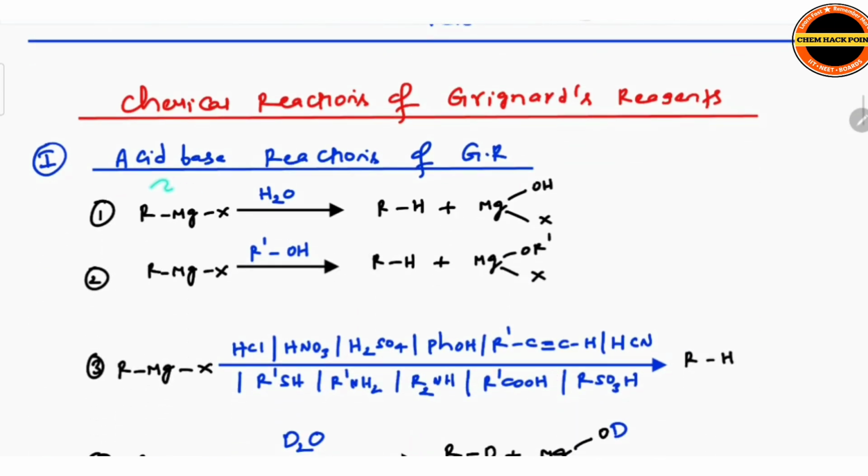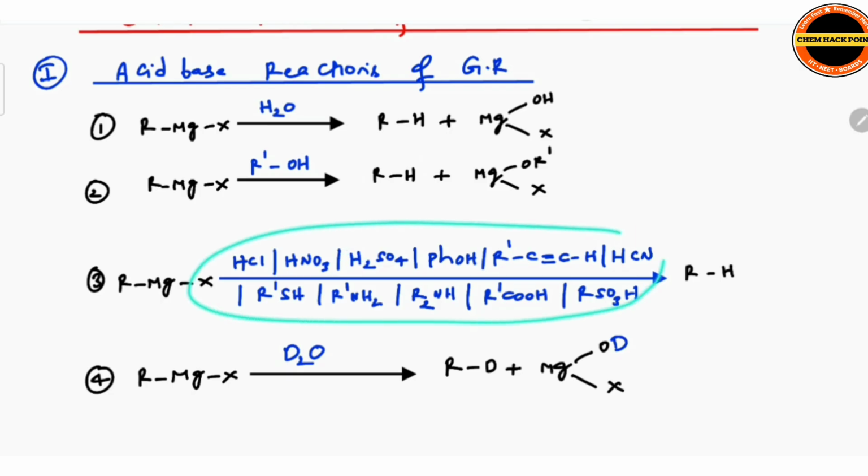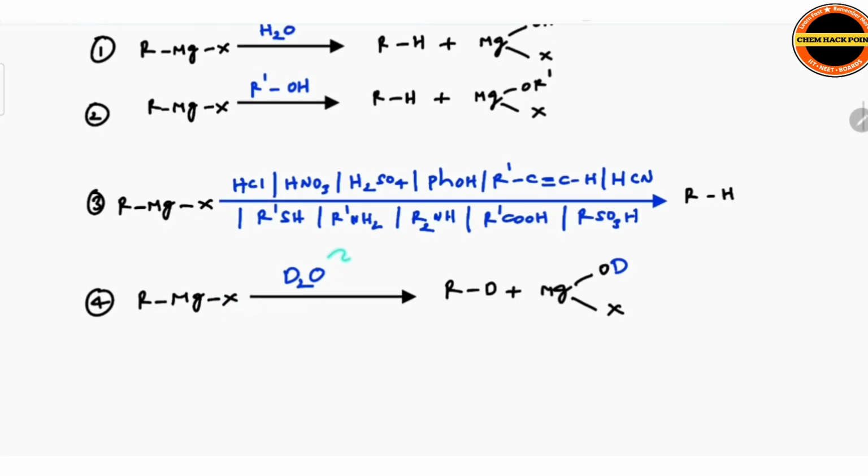Chemical reactions of Grignard reagents. Acid-base reactions of Grignard reagent: RMgX reacts with compounds that can produce H plus, like H2O, alcohol, acids, phenol, alkynes, cyanide, thiol, amines, secondary amine, carboxylic acid, sulfonic acid. Such compounds readily produce hydrogen. So R reacts with the hydrogen of these compounds; with H2O, RH, an alkane, is formed. Here also ROH gives H plus, and an alkane forms. Similarly, any of these compounds allowed to react with RMgX forms an alkane because they produce hydrogens. D2O gives D, producing RD and MgODX.